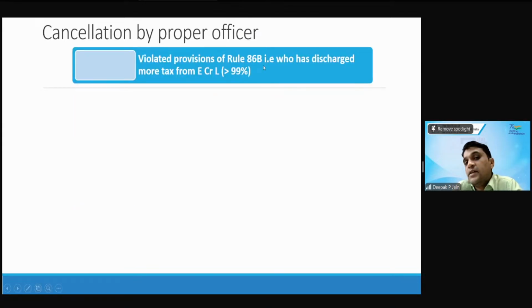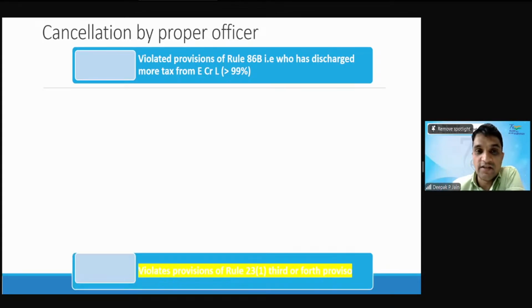Then if you violated provisions of Rule 86B, what is 86B saying? That हमने देखा है ना आईटीसी में that you have to discharge more tax from your electronic credit ledger. मतलब 1% you should have paid through cash, but you have utilized 100% credit. Even then, you can get your registration cancelled by the officer.